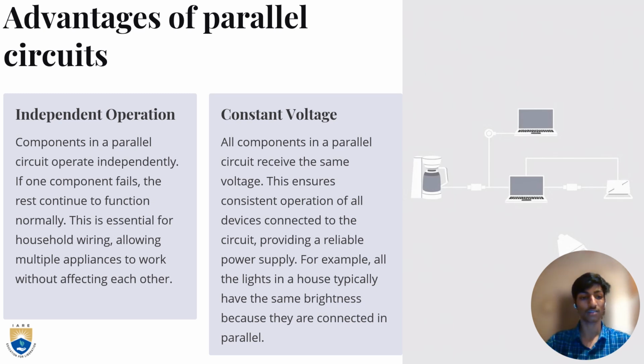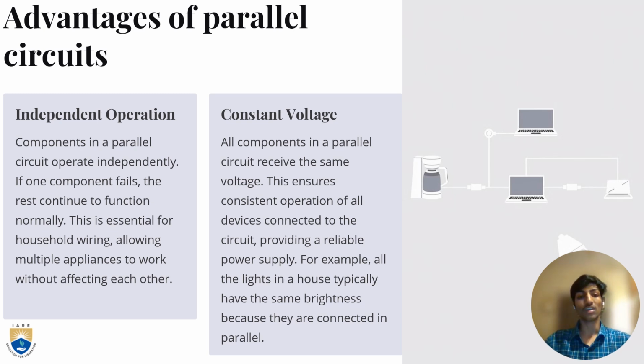Advantages of parallel circuits: independent operation. We can perform some operations separately, like multitasking. The components in a parallel circuit operate individually. If one component fails, the rest continue to function normally. This is essential for household wiring, allowing multiple appliances to work without affecting each other.